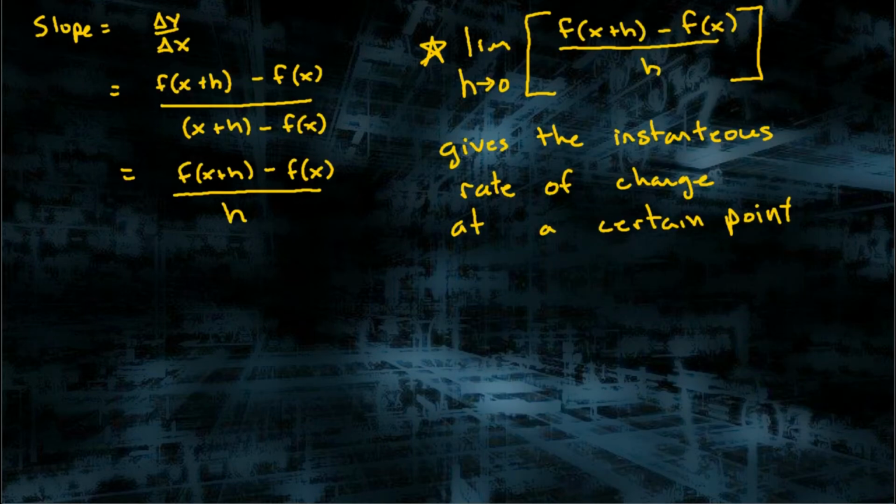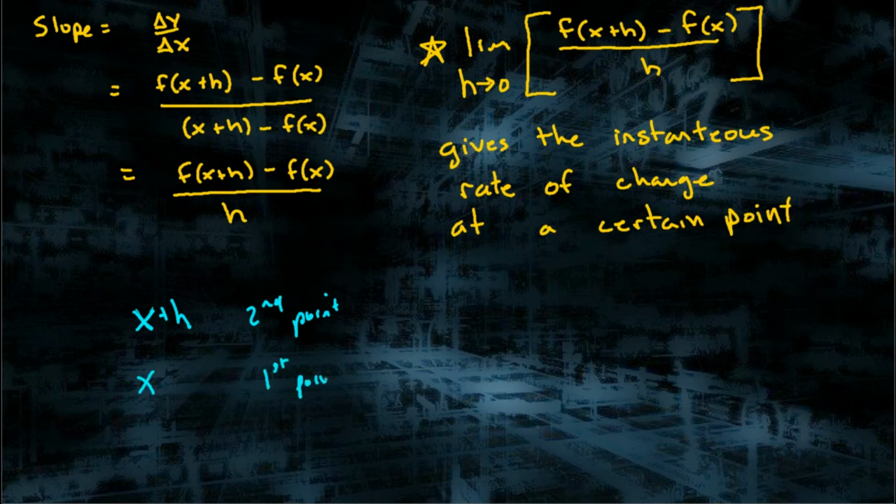So, slope is change in y over change in x. And I'm going to use x plus h to be my second point. That's my second point. And x is going to be my first point.